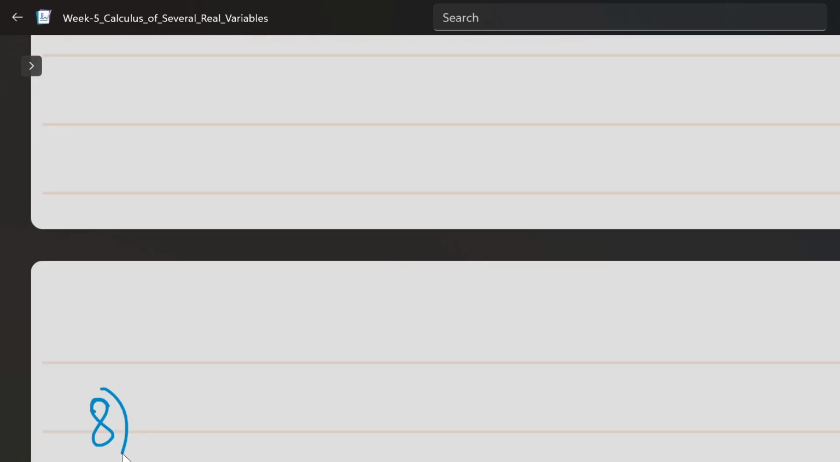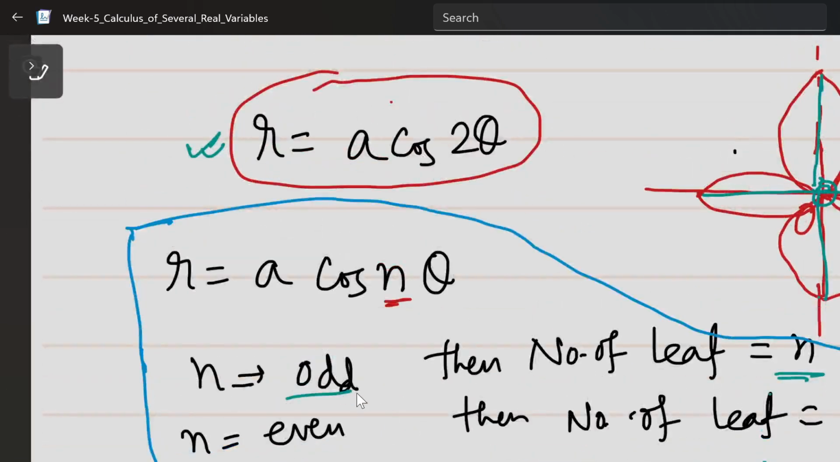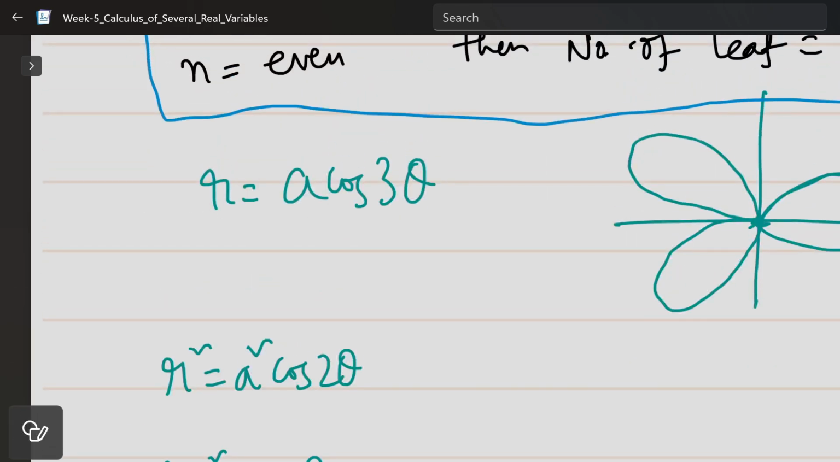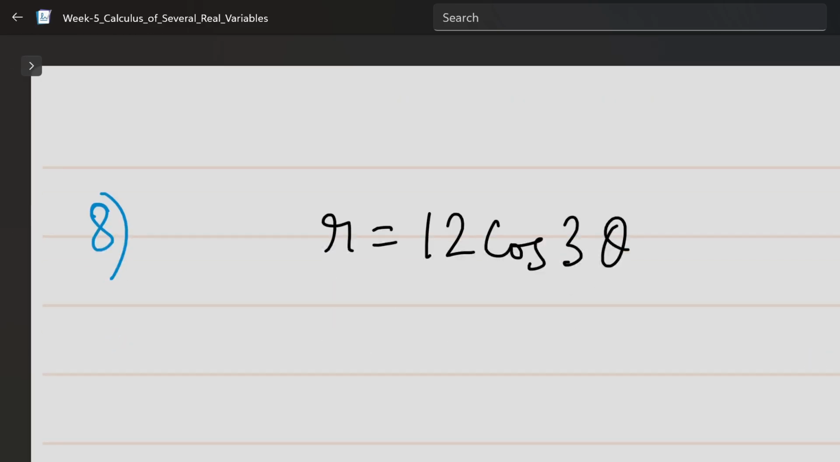So question number 8 I will solve, that is r equal to 12 cos 3 theta. A is my 12. So 3 means it is odd, so odd means n leaves. That means this type of graph. If this is 12, the distance from this point to this point is 12. So it is 12 cos 3 theta. So this type of graph. You have to find the area of only one leaf.